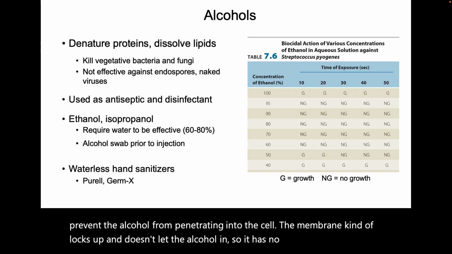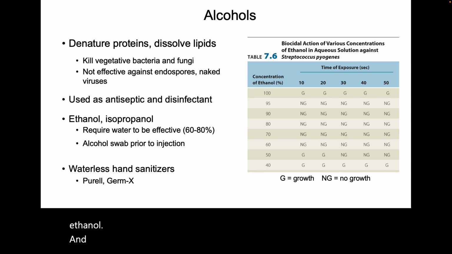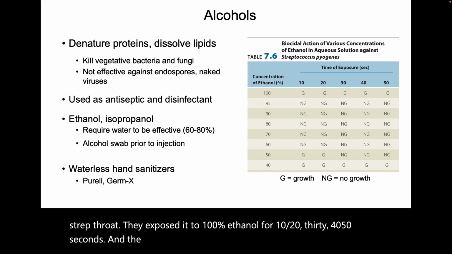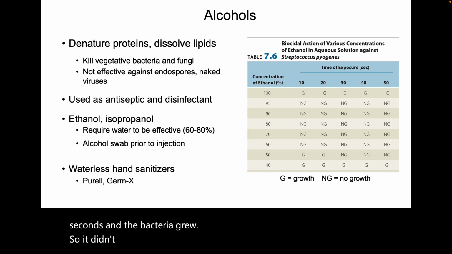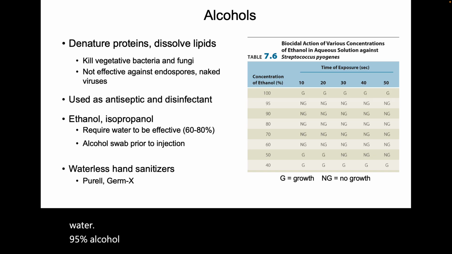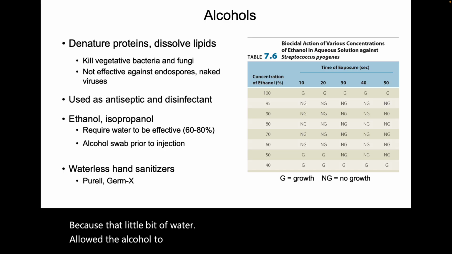So what they're showing you in this slide here, in the table, the highest concentration of ethanol, and they exposed Streptococcus pyogenes. This is the bacteria that causes strep throat. They exposed it to 100% ethanol for 10, 20, 30, 40, 50 seconds, and the bacteria grew. So it didn't kill them. But as soon as they added just a smidge of water, 95% alcohol, 5% water, no growth, no growth, no growth, no growth. Because that little bit of water allowed the alcohol to penetrate in where it could denature the proteins.